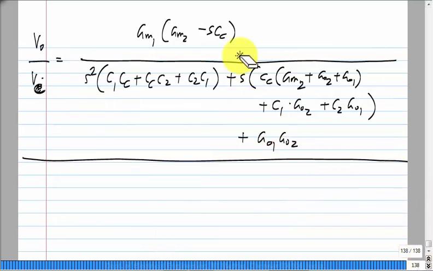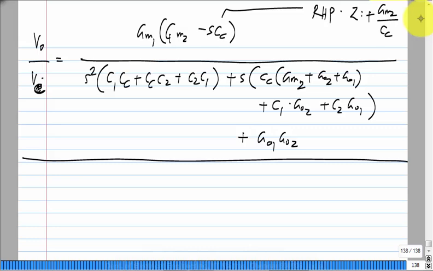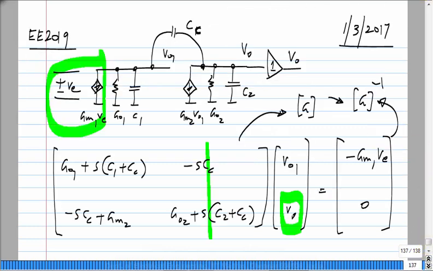it also has a zero. And then this, by the way, is in the right half plane, right? The zero is at plus gm2 by CC. Okay, so you have a right half plane zero. And why does that come about? Essentially, from the output of the first stage to the output of the second stage, there are two paths, one through the gm2, the other one through the capacitor.